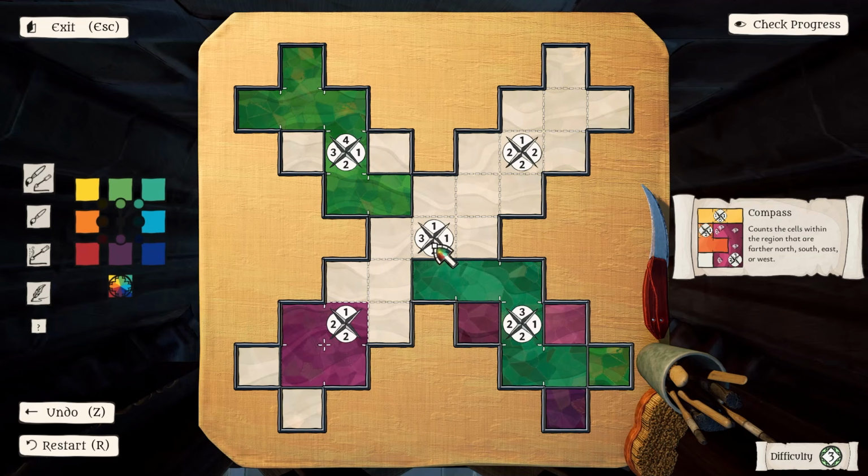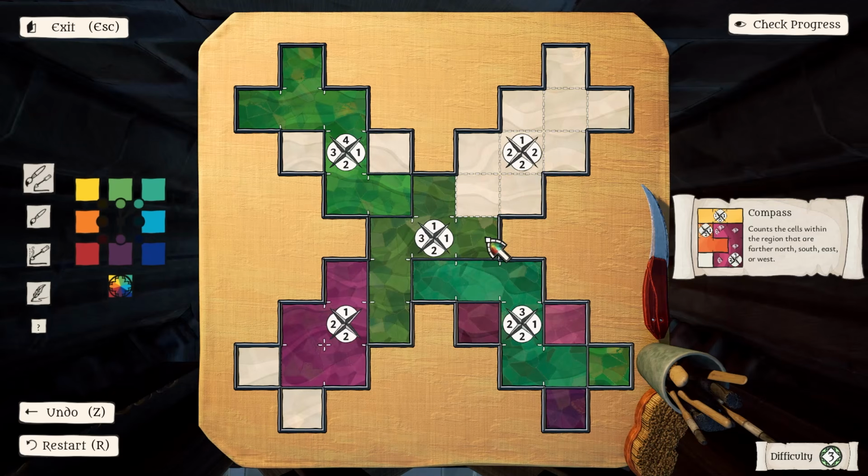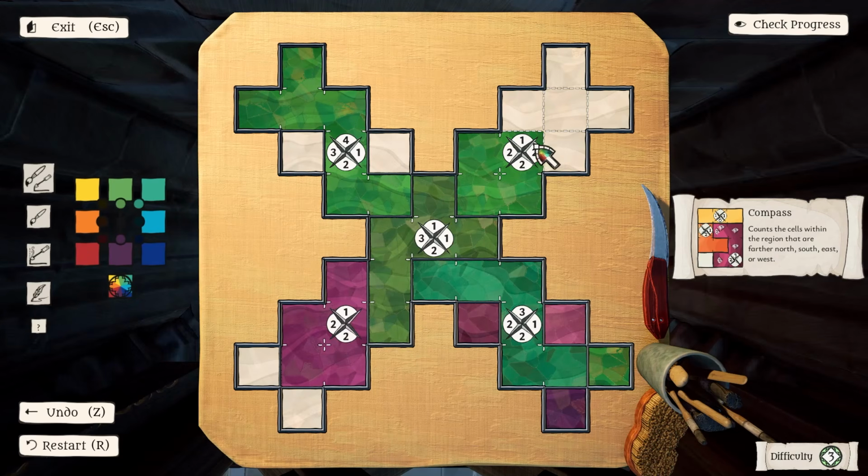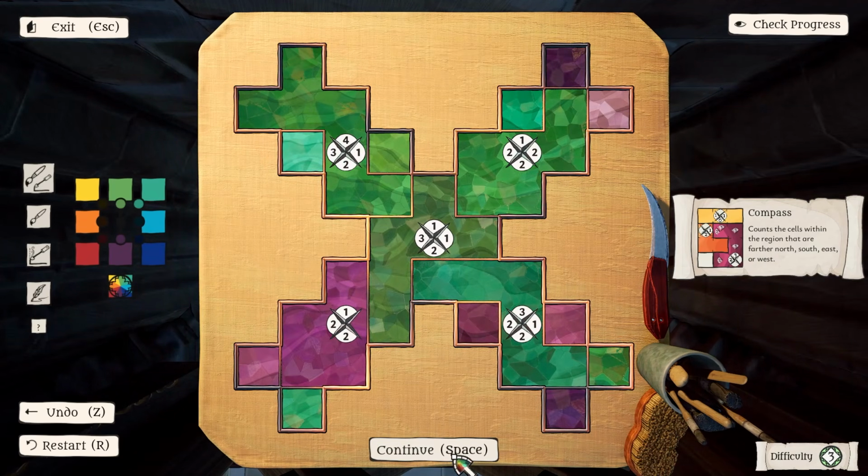Right, so you need 3 from this side and 2 below. Which actually could be that or that. But then you can't get 1, so you go there, you go there. You're done. 1 and 1 has to be like that. 2 and 2. 1 and 2 like this. Yay.